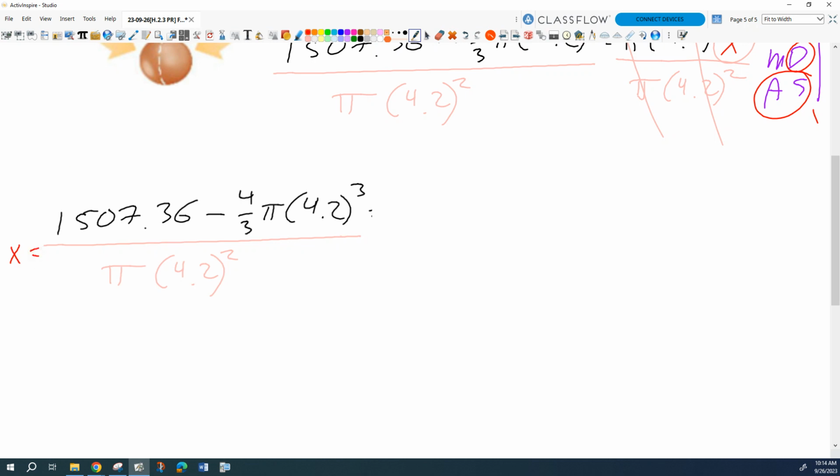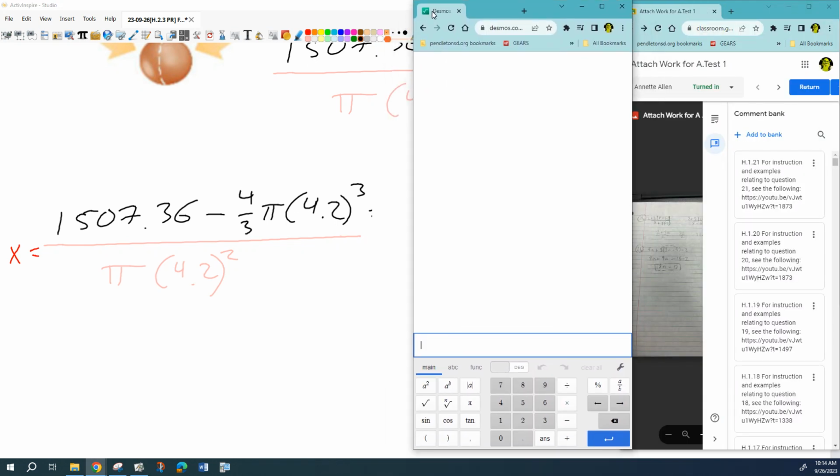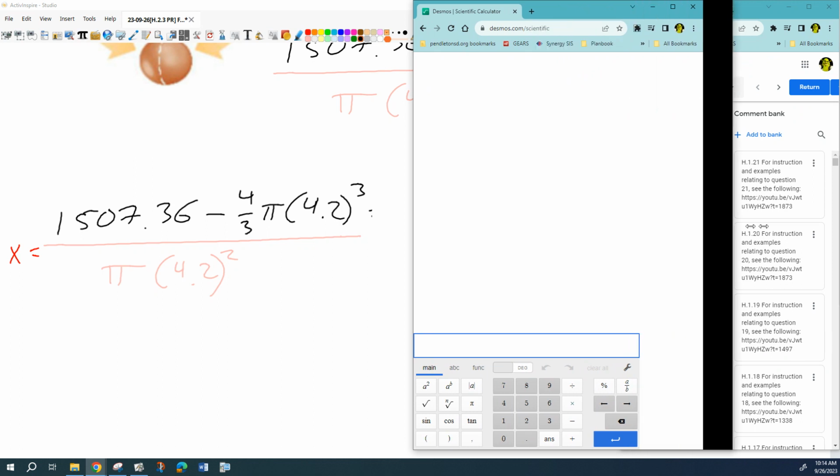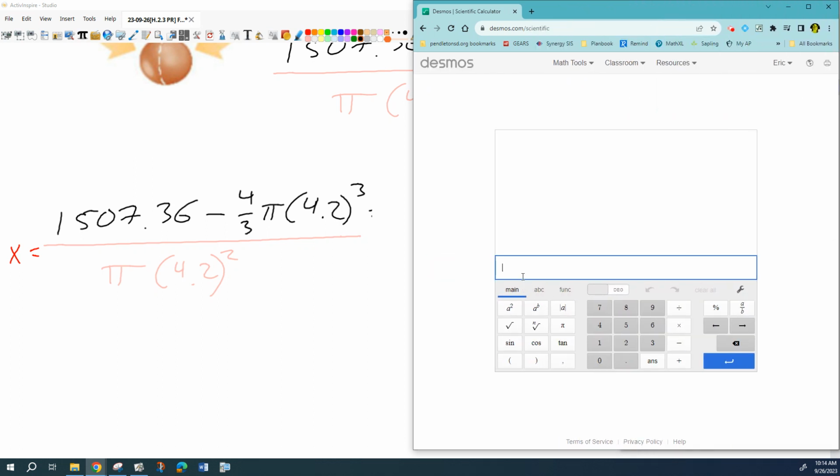So in Desmos, okay, we'll just put all that in. How do I do that? Well, I'm going to type in 1507.36. What's next? Minus 4 divided by 3 makes the fraction 4/3. Hit the right arrow. I can just type pi. Oops, I thought I could. If it's lowercase, I can't. If you just type pi, you get pi. Or you can go down and grab it from the keyboard if you want to.